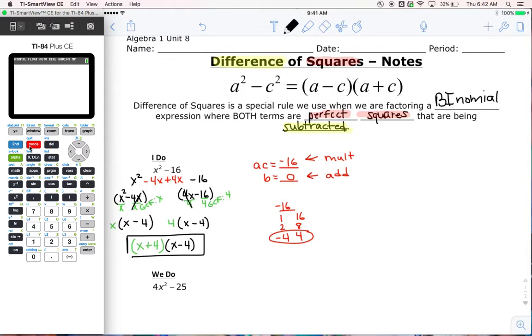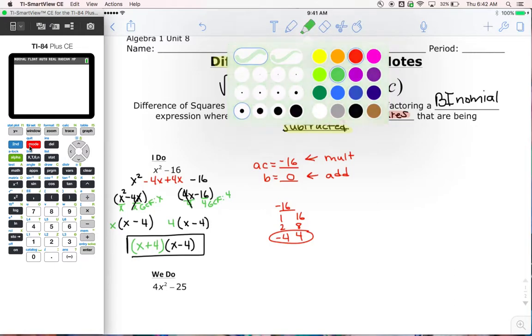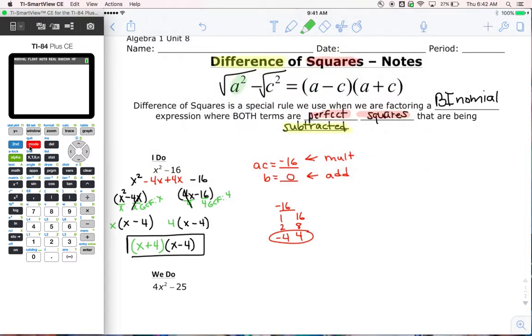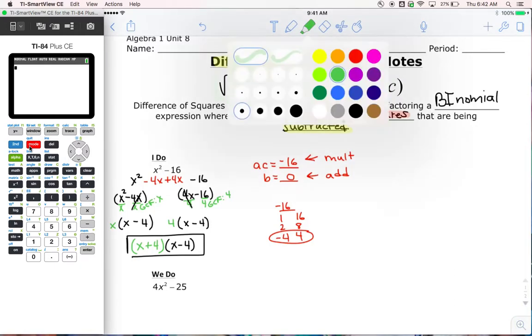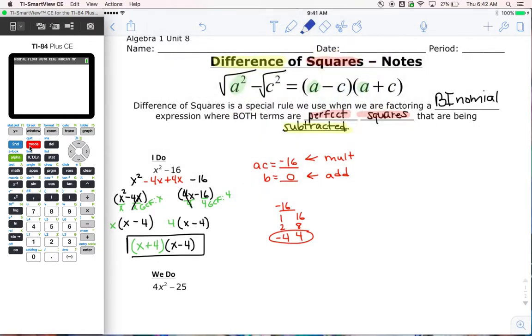And we can see that all we do is square root each of these, and then we've got the square root of a squared, which is just a in each of those places. And at the end, we've got the c squared. So the square root of c squared is just c in each of those places.